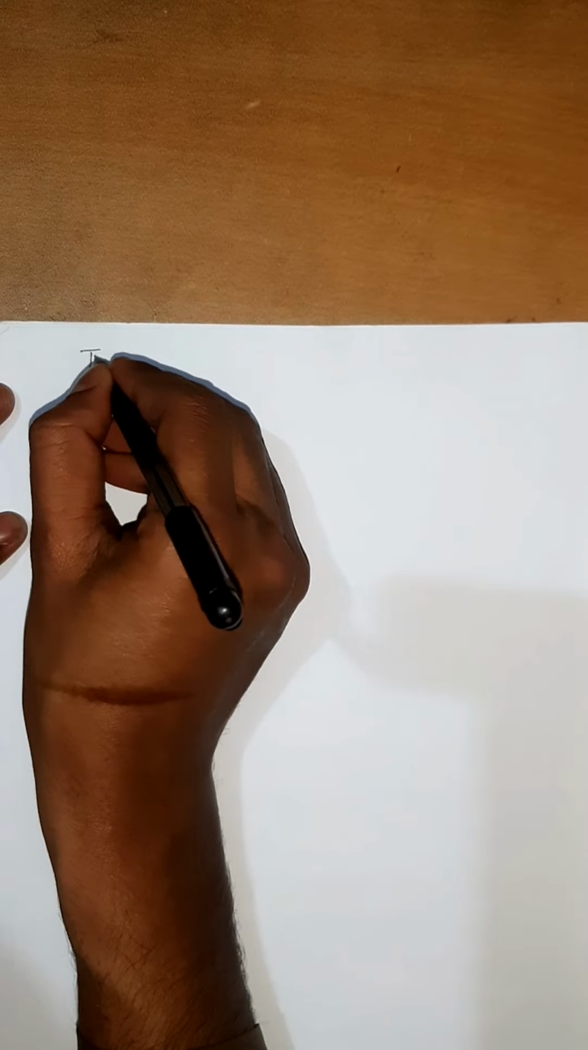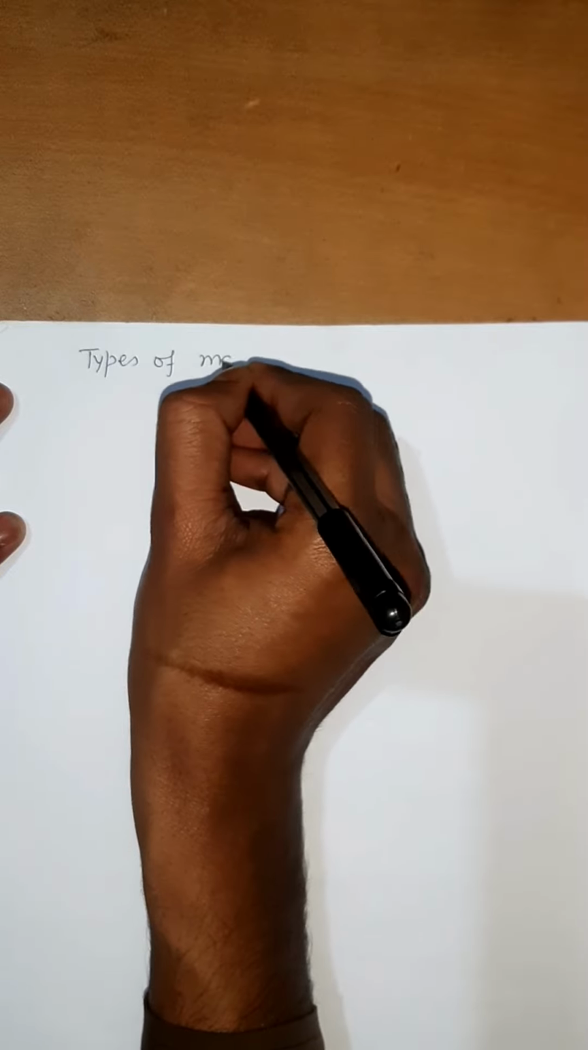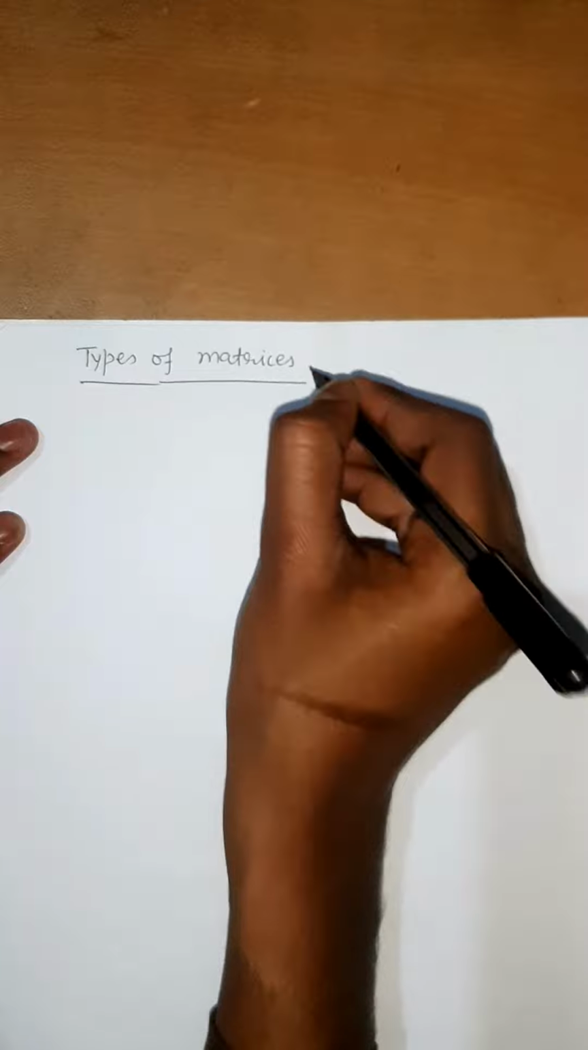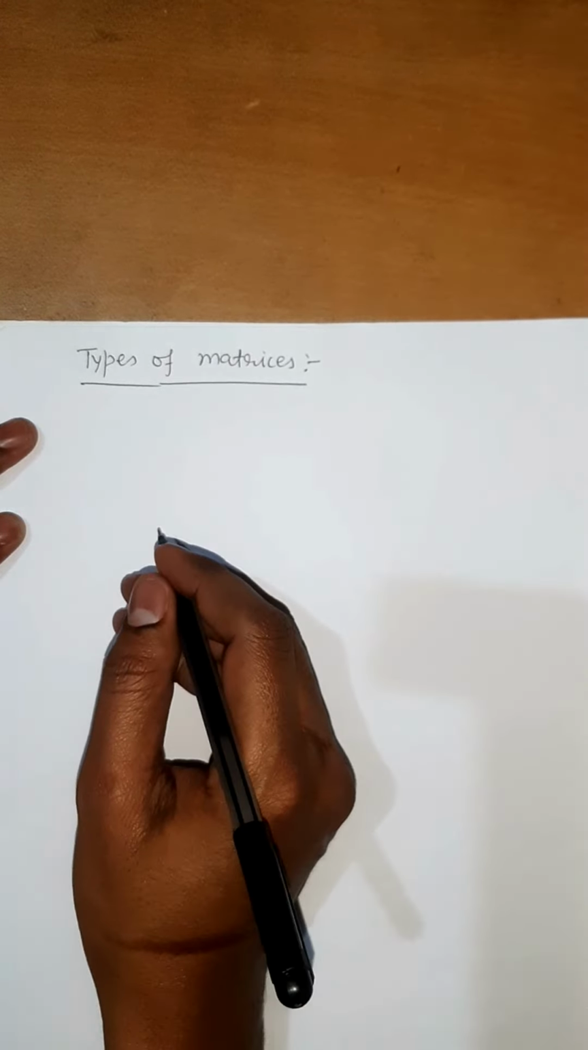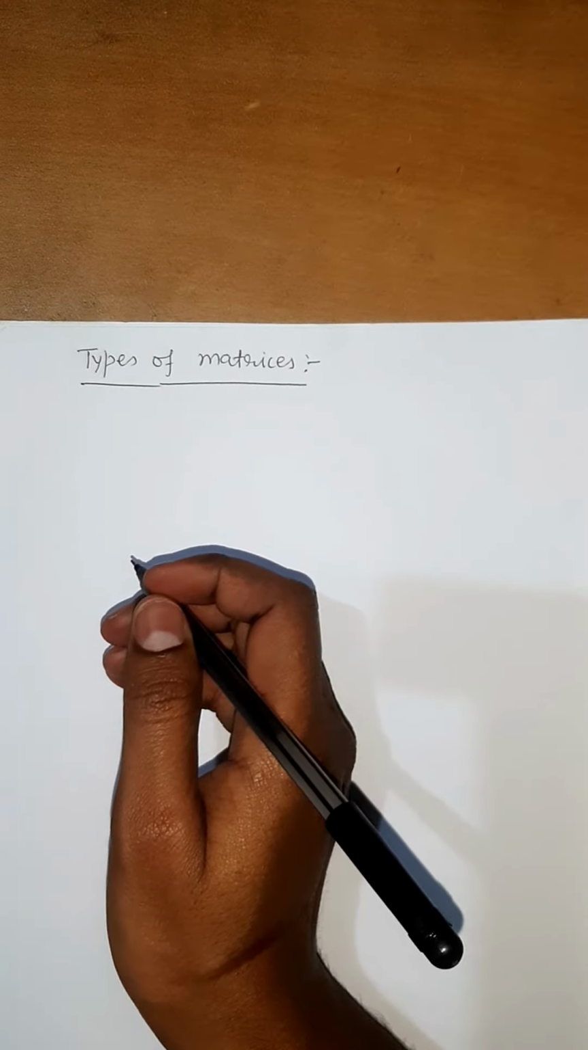Now we can discuss its types. So types of matrices. Matrices are of various types or various kinds. So we can study them one by one in detail with more examples.